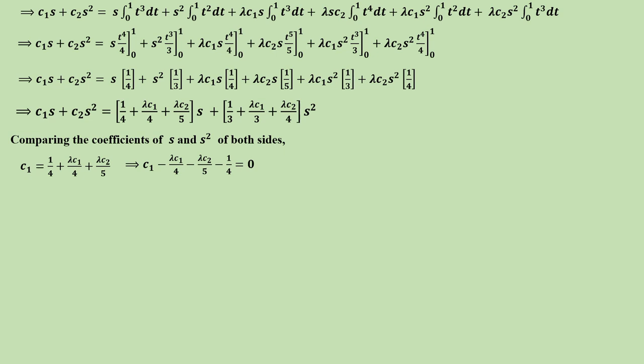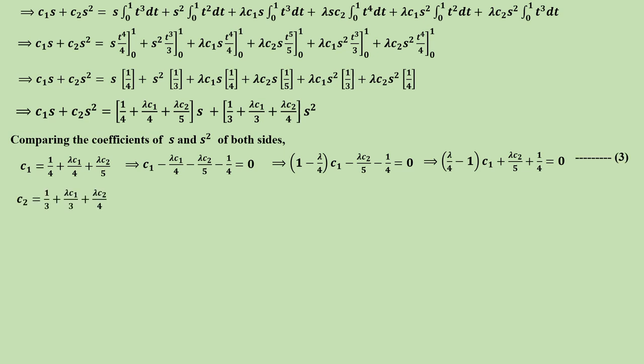So c1 equal to, we are going to simplify. Taking all the terms to the left side, c1 minus lambda c1 by 4 minus lambda c2 by 5 minus 1 by 4 equal to 0. Taking c1 outside from the first two terms, 1 minus lambda by 4 into c1 minus lambda c2 by 5 minus 1 by 4 equal to 0. That is, lambda by 4 minus 1 into c1, multiplying all the terms with minus, plus lambda c2 by 5 plus 1 by 4 equal to 0. That is equation number 3.